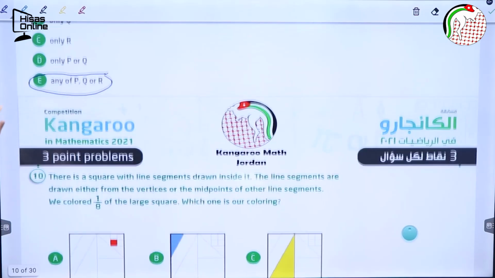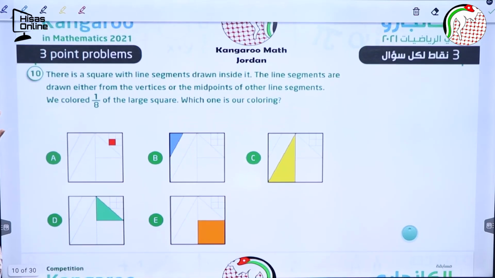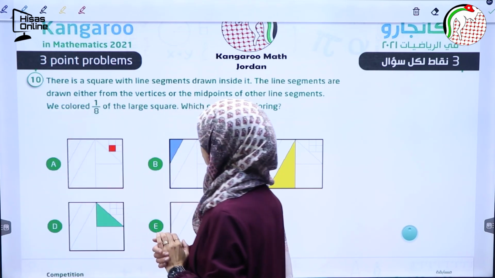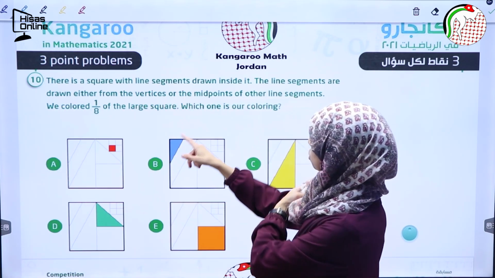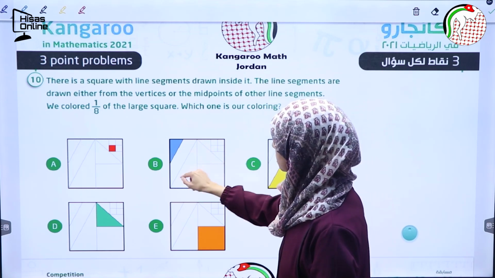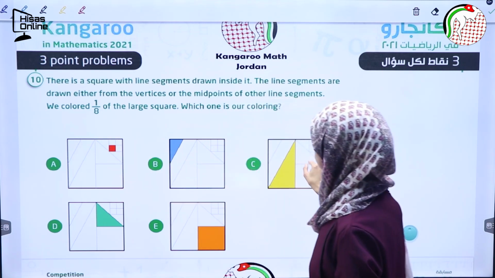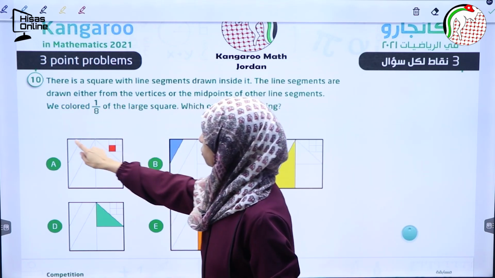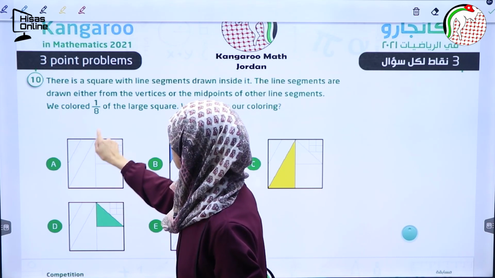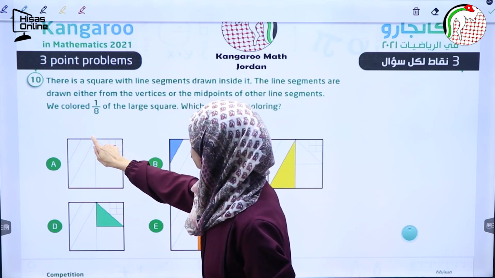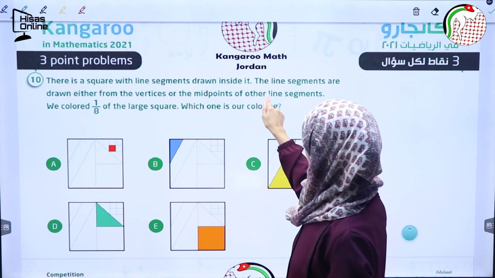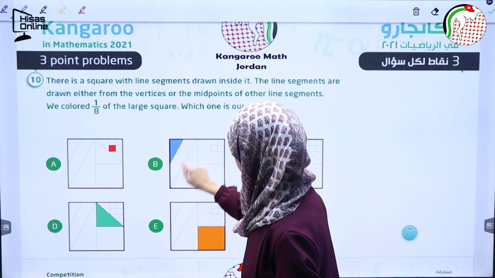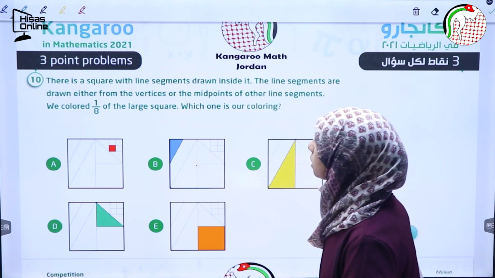And question number 10. Let's see. There is a square with line segments shown inside it. So we have many line segments inside each of those squares. The line segments are drawn either from the vertices or the midpoints of other line segments. So either from the vertices or from the midpoint of other line segments.